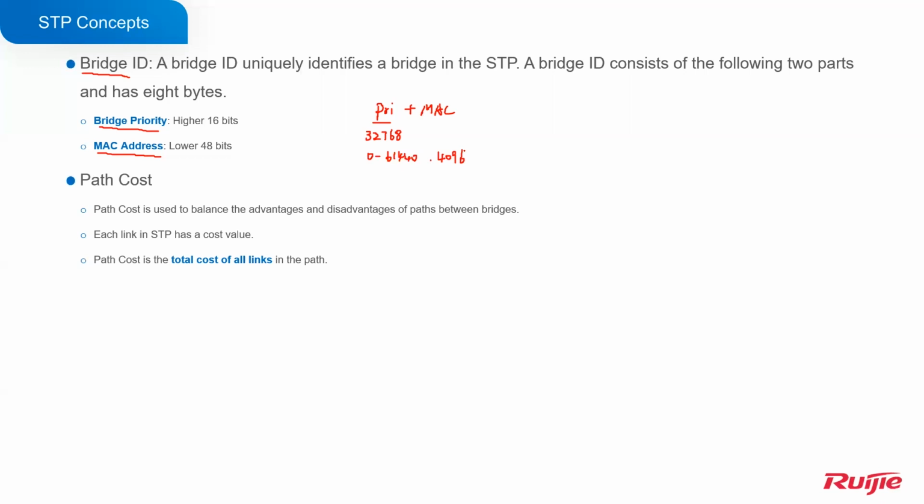And next is the path cost. Path cost is used to balance the advantages and disadvantages of paths between bridges. Each link in STP has a cost value. Path cost is the total cost of all links in the path, or sometimes we prefer to call it RPC, root path cost. It is the total cost of all the links in the path.